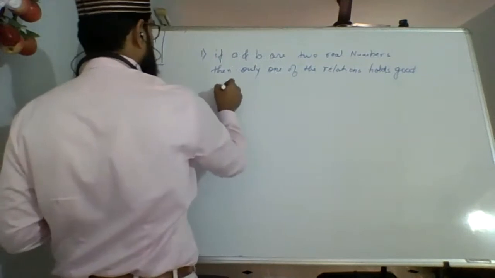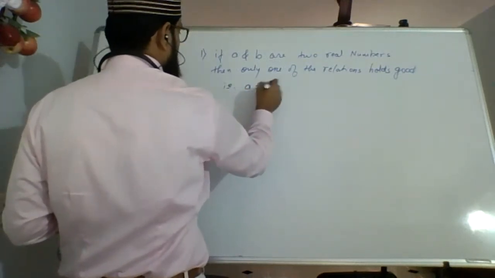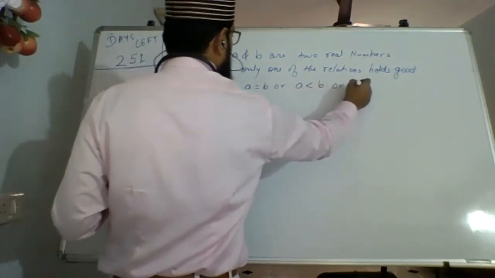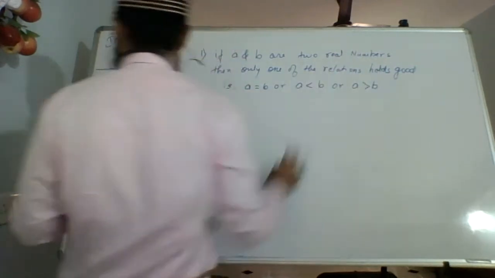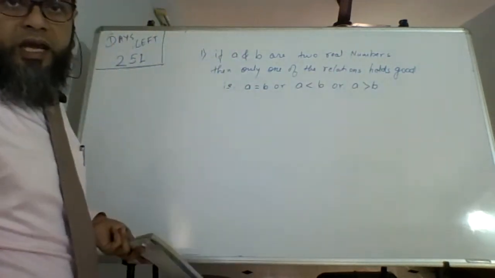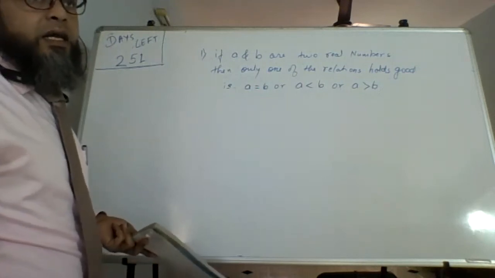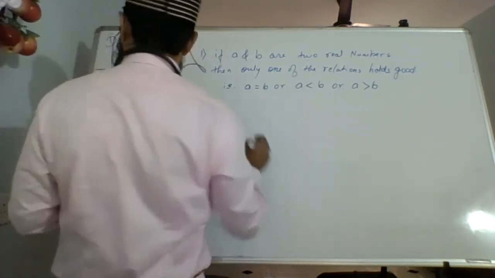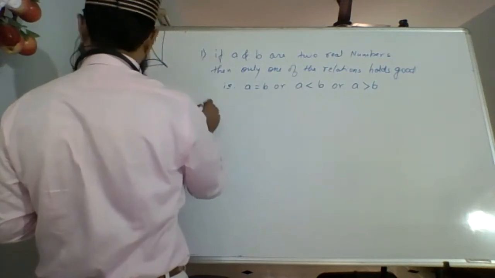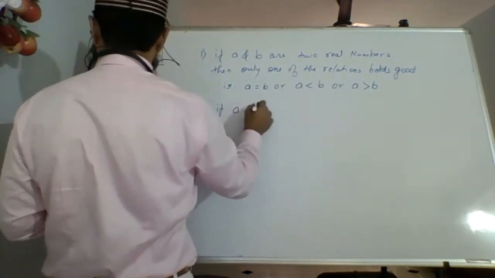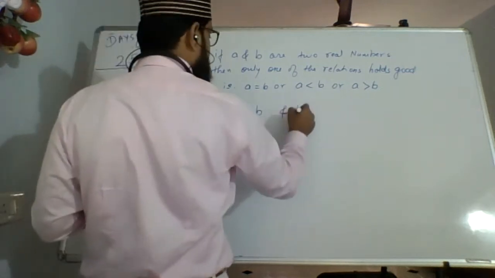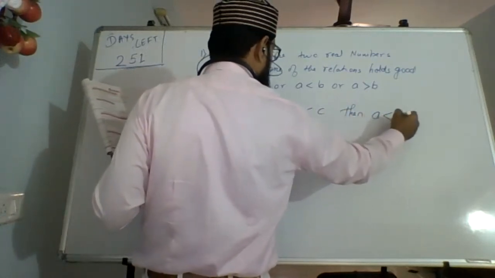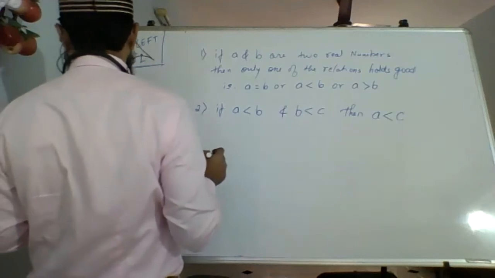Which relation? That is either A will be equal to B or A will be less than B or A will be greater than B. ये तीन में से एक ही हो सकता है, चौथी कोई possibility नहीं है. Second, if A is less than B and B is less than C, then A is less than C.